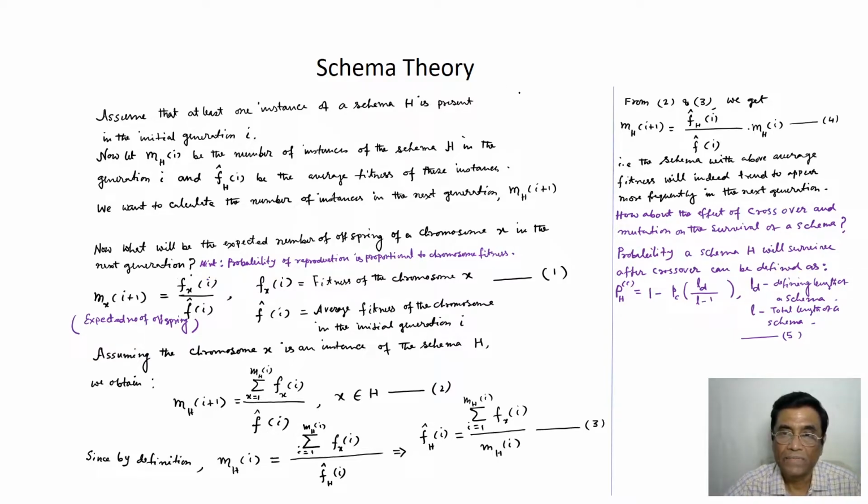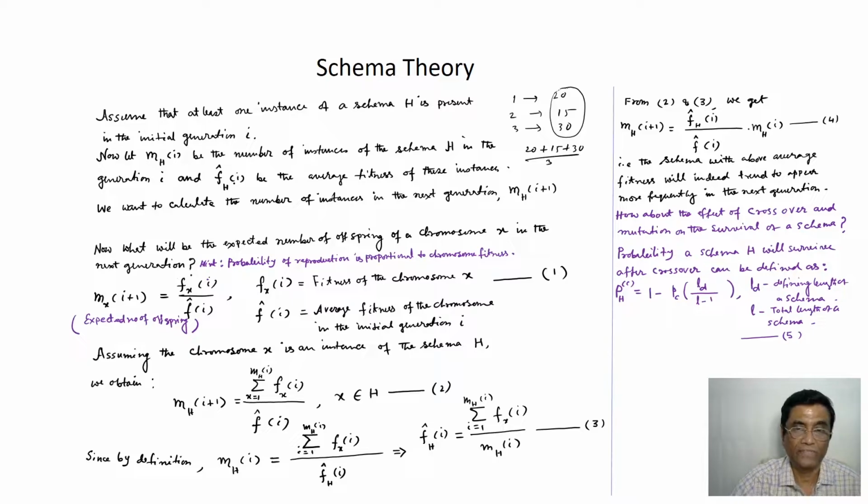Suppose a particular schema has three instances, and one instance has fitness value 20, another has 15, another has 30. So what will be F̂_H,i? You add all these three fitness values and divide by 3: (20 + 15 + 30) / 3. That will be the value, the average fitness value of these instances. This is how you can calculate it.